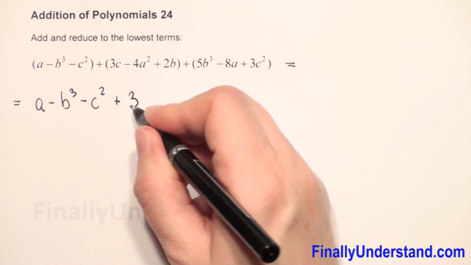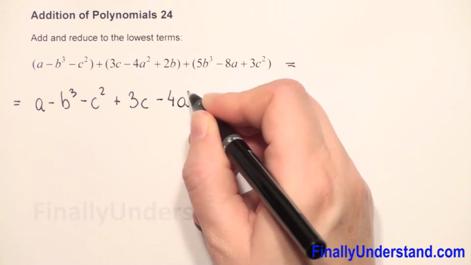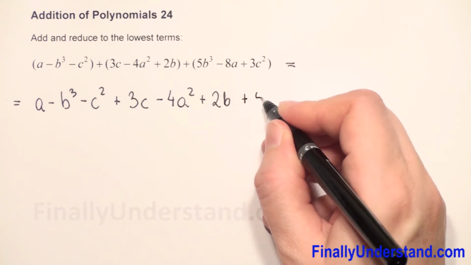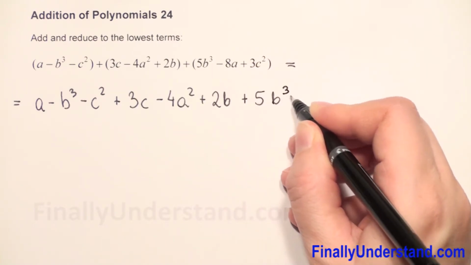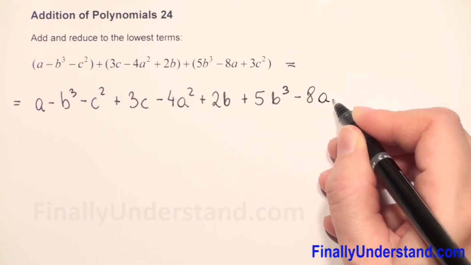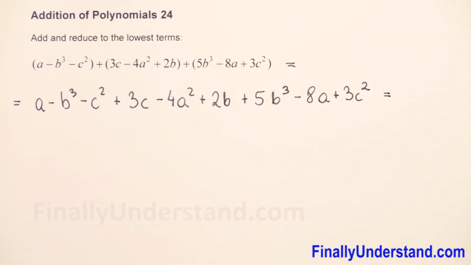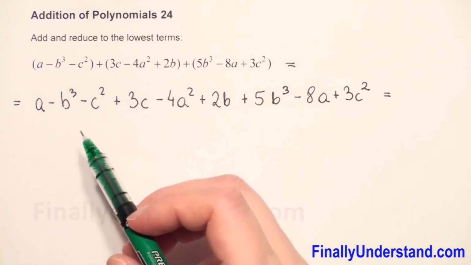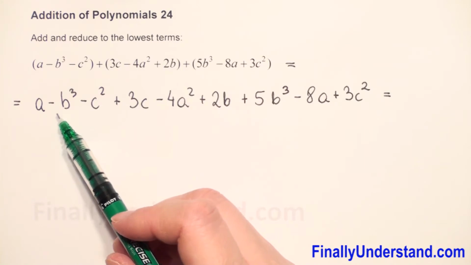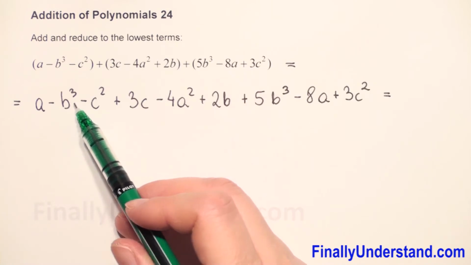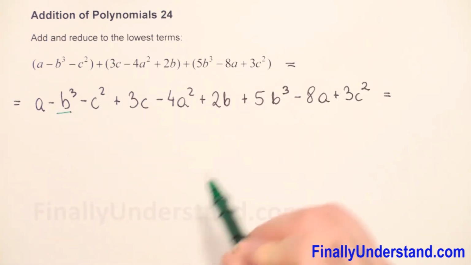Next we have plus 3c minus 4a squared plus 2b plus 5b cubed minus 8a plus 3c squared. So this is equal. Next we have to combine the like terms. So we start from the highest power. We have variable b, a, c. So the highest power is 3. b cubed, and we have 5b cubed.